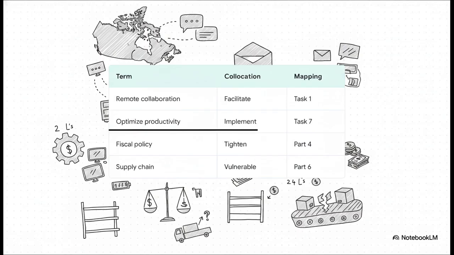You might read about efforts to tighten fiscal policy in Reading Part 4, dealing with federal budgets and taxation. A very common trap is confusing fiscal policy, which is government revenue and taxes, with monetary policy, which deals with central bank interest rates. Lastly, supply chain disruption. A sector might be vulnerable to supply chain disruption in Listening Part 6, like those post-pandemic inventory issues we saw in Canadian retail. The trap is saying disruption to, not disruption of.